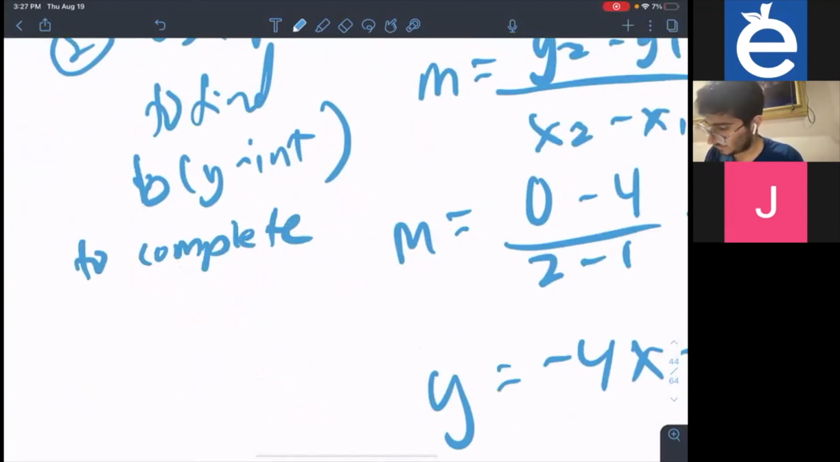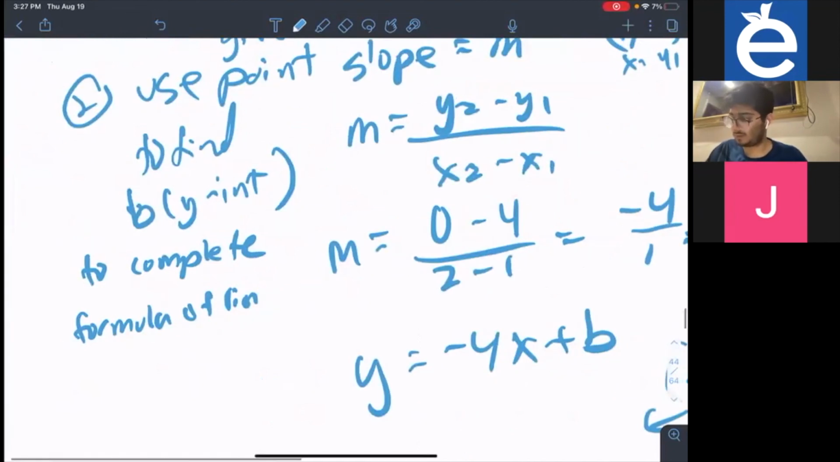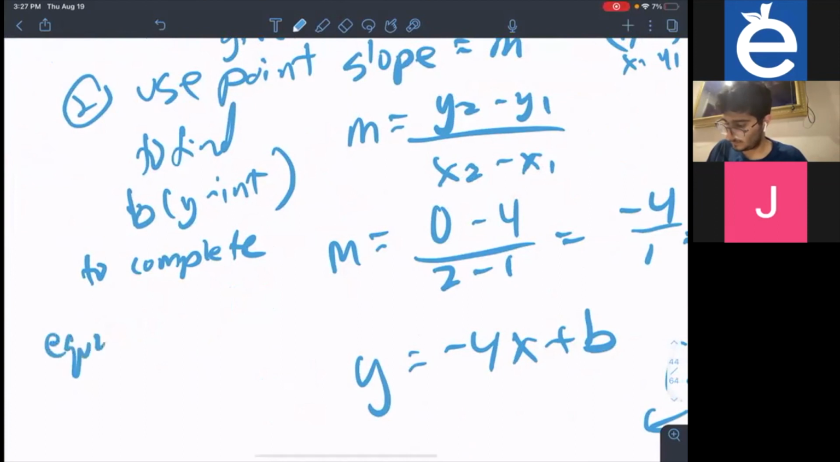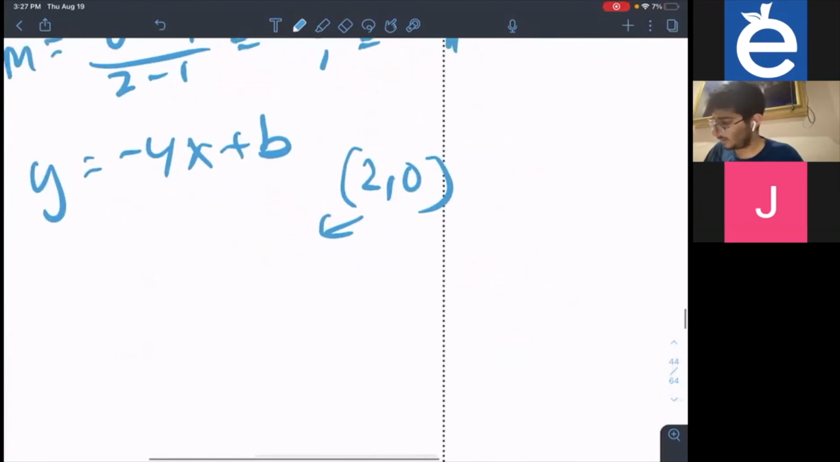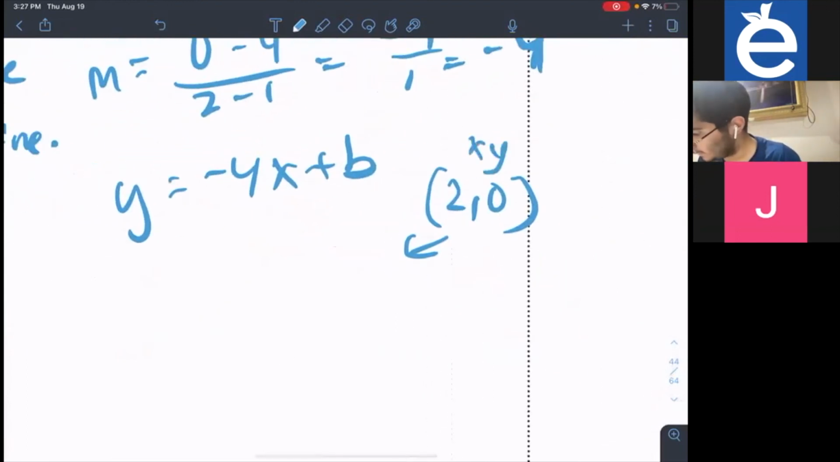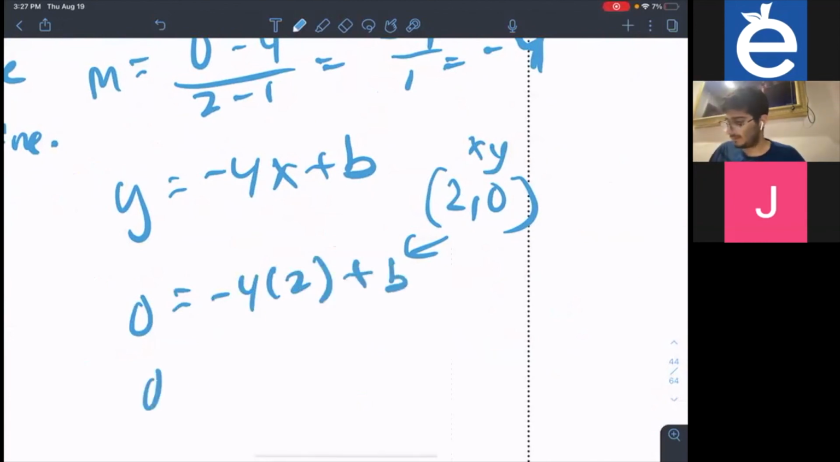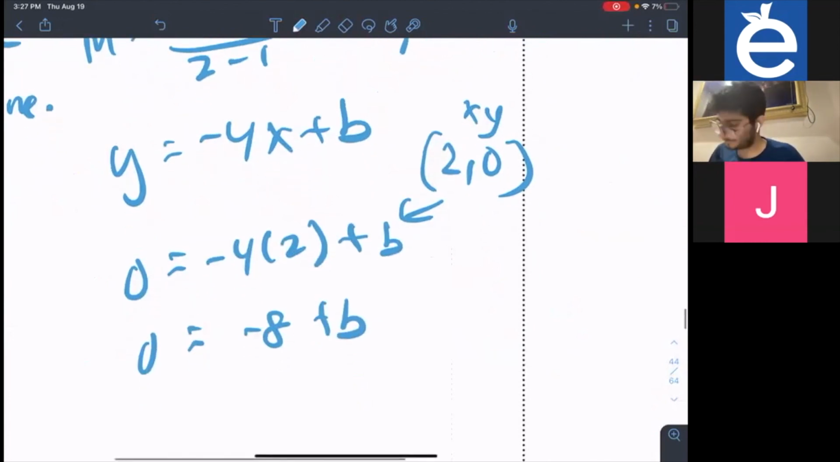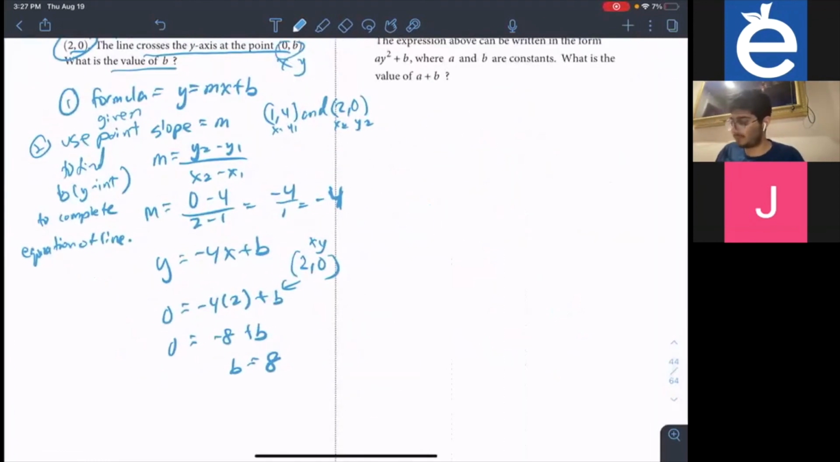To complete the formula from the equation of a line, we would do that. This is the x, this is y. It would be negative 4 times 2. So 0 is equal to negative 8 plus b. B would have to equal 8. So b is equal to 8.